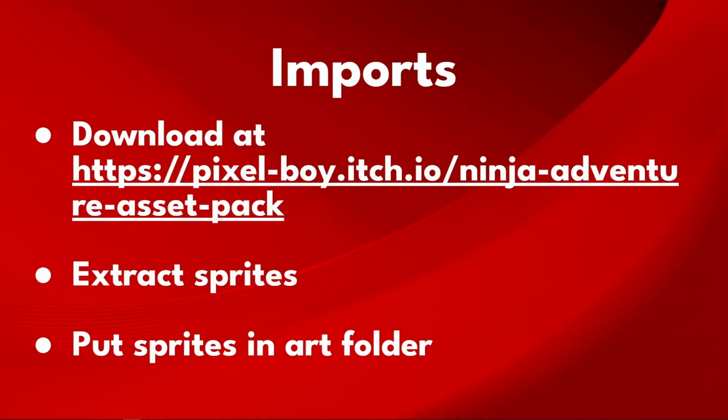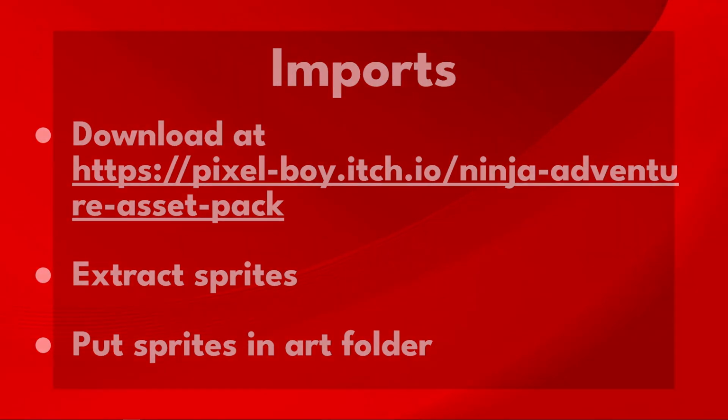All right, so in this section, we're going to go ahead and add all the imports for our game. We're going to start off downloading a free assets pack called Ninja Adventure Assets Pack from itch.io. I will add the link to the description of the video. Then we're also going to go ahead and extract all the sprites we're going to use for our game. And then we're going to go ahead and drag and drop them into our Unity art folder. Let's go ahead, jump right in, and get started.